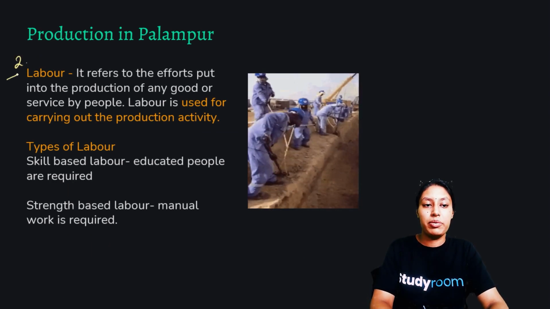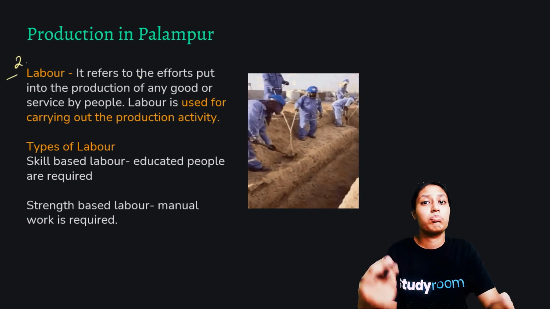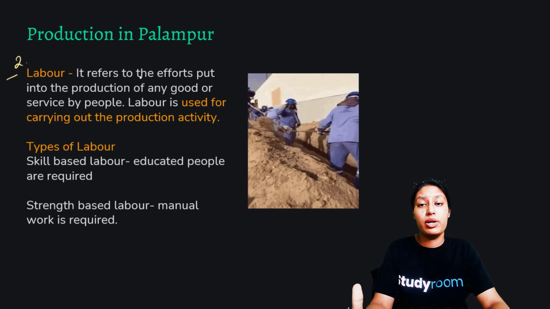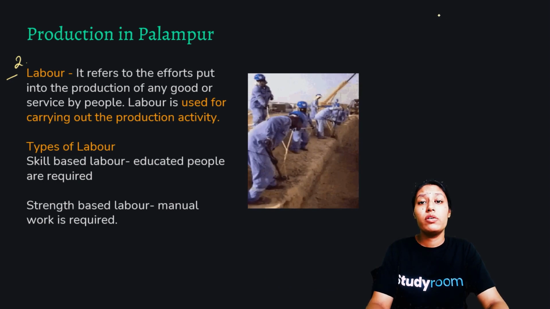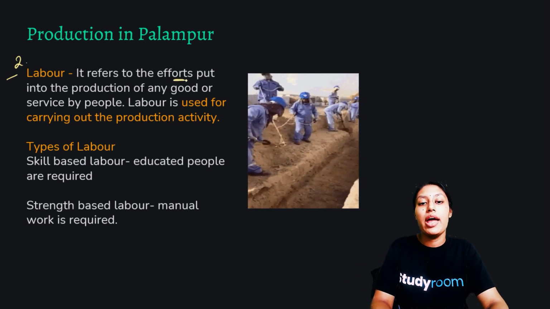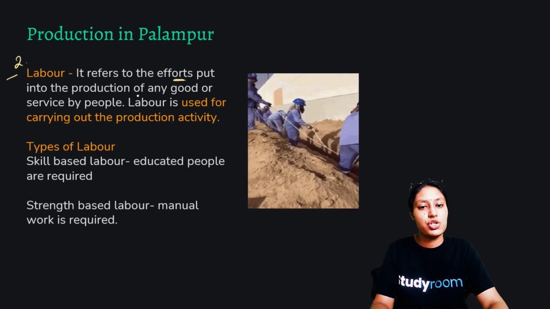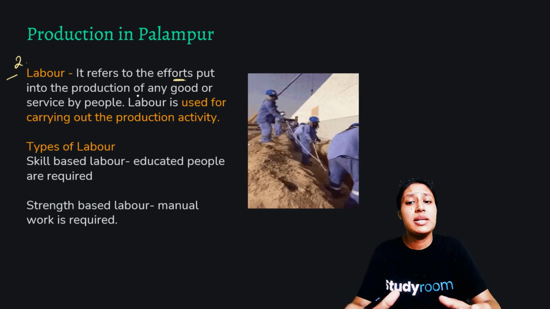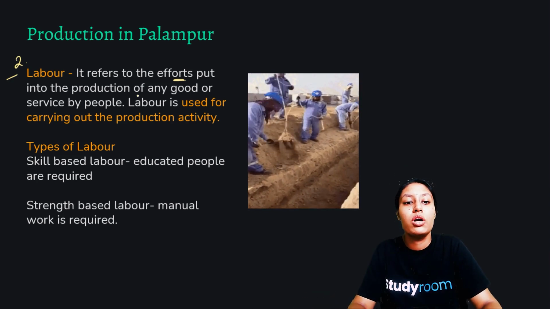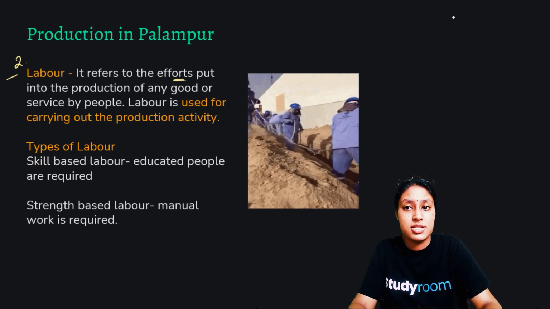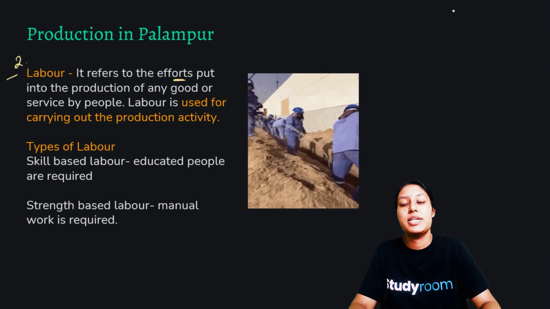Second is labor. Labor is also very important. Who will work and how will it be provided? Labor basically refers to the efforts put into the production of any goods. You have seen many people working in different factories making fine products for us. So labor is basically required to carry out the production activity.